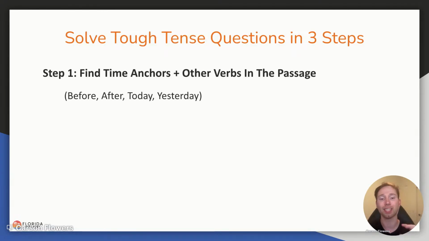Step 1 is you want to find time anchors and other verbs in the passage. Time anchors are just words that signify when the events took place. So in this case, it would be words like before, after, today, yesterday, etc.